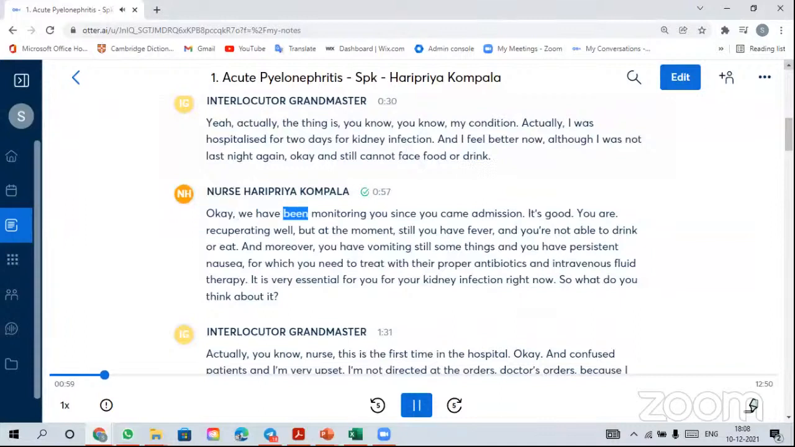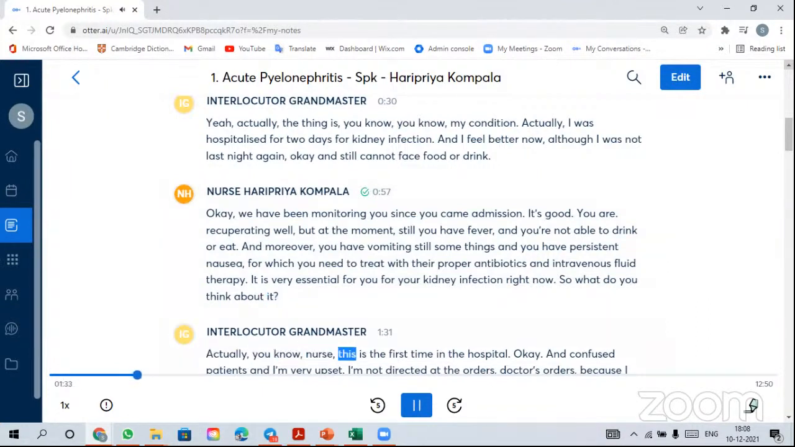Okay. We have been monitoring you since your admission. It's good you are recuperating well, but at the moment you still have fever and you are not able to drink or eat, and moreover you had vomiting, and you have persistent nausea, for which you need to be treated with proper antibiotics and intravenous fluid therapy. It is very essential for your kidney infection right now. So, what do you think about it?